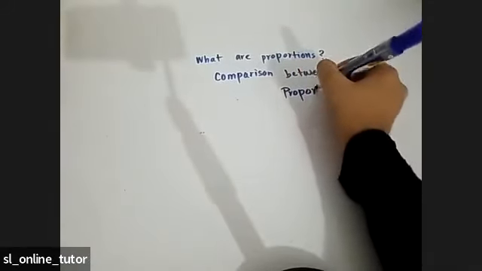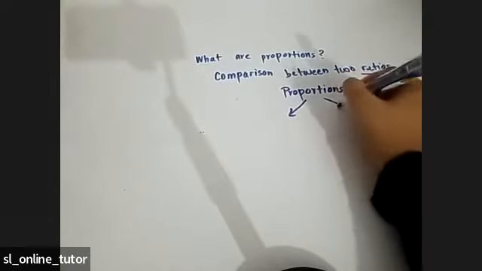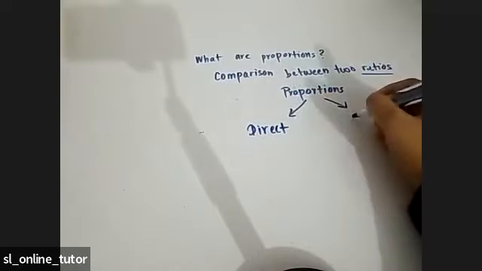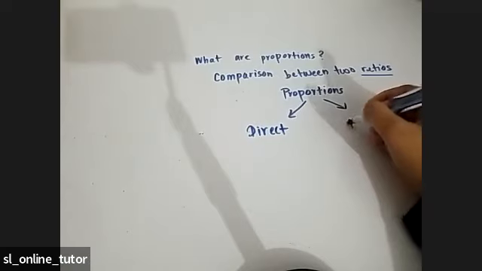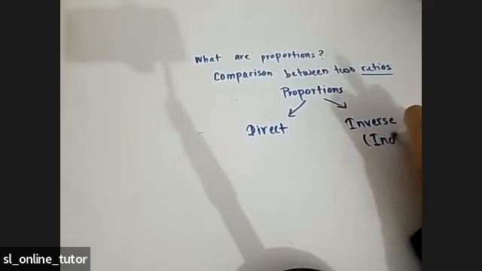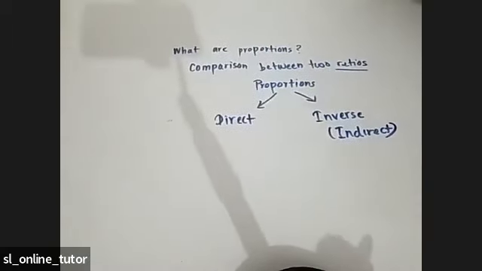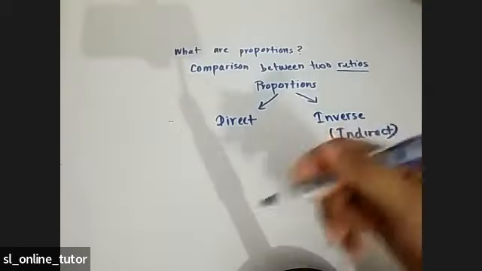Proportions are of two types, right? Both types you have learned. That is direct proportion, what you learned in grade 9. And the opposite of direct is indirect. Indirect is also called inverse. So if you get the term indirect in your exam, you have to understand it is telling about inverse proportion, right? So direct proportion means directly it affects.